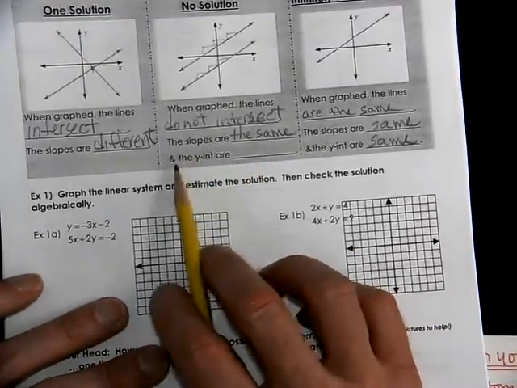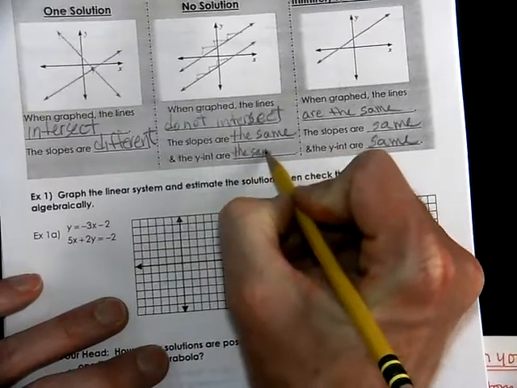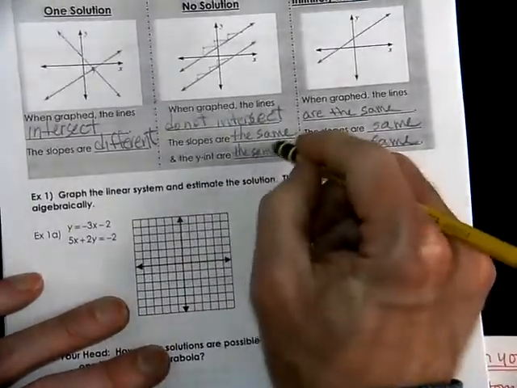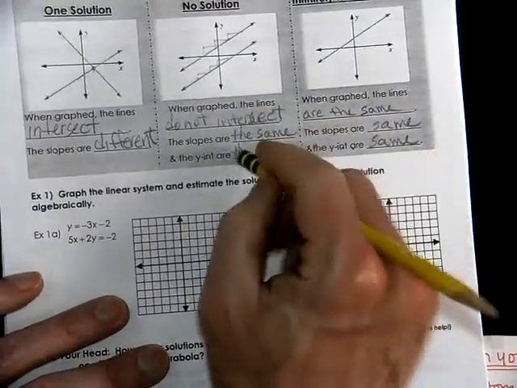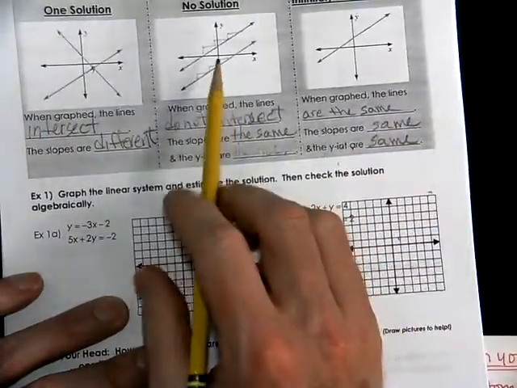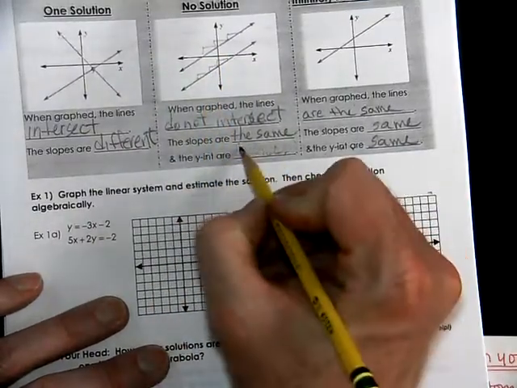Here, the slopes are the same and the y-intercepts are the same. Sorry, they're not the same. The slopes are the same, but the y-intercepts are... What happens in parallel about the y-intercepts? They're different.